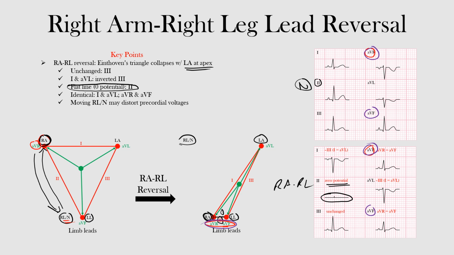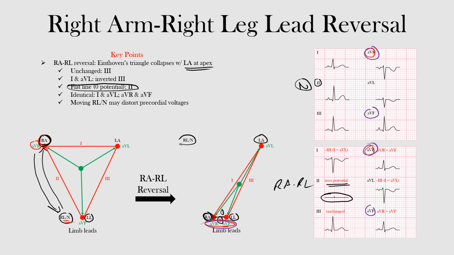Okay, so AVR and AVF looking the same. Okay, now lead 3 is unchanged, and this is because the left arm and the left leg electrodes are not affected. However, AVL will run within this thin slice and face approximately opposite to lead 3. Therefore, AVL is nearly an inverted lead 3.